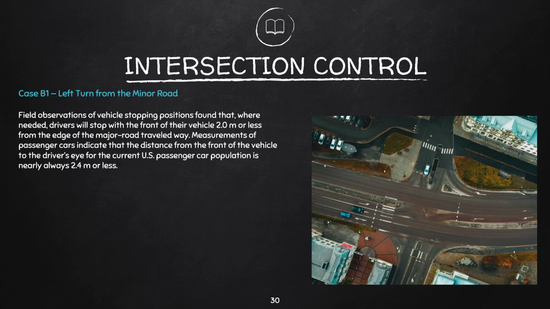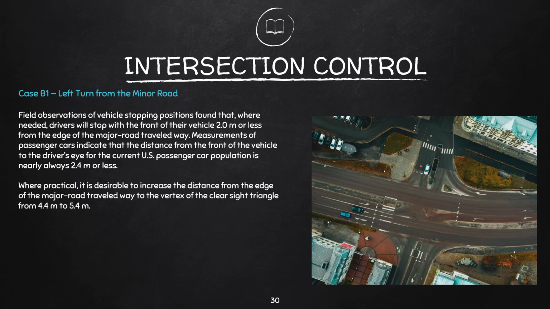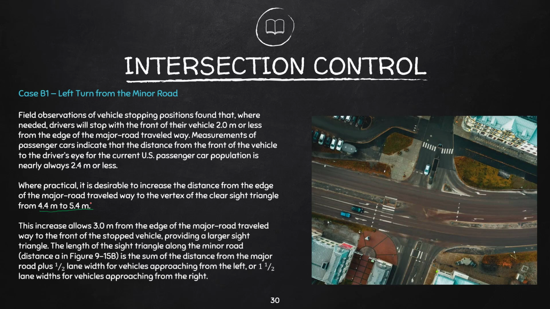So adding them together, that will be equal to 4.4 meters, and that point, the driver's eye, is what we call our decision point. Okay, and sometimes it is provided with an additional 1 meter, so that is about 4.4 meters to 5.4 meters. This increase allows 3.0 meters from the edge of the major road traveled way to the front of the stopped vehicle, providing a larger sight triangle.